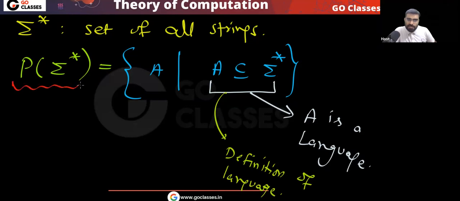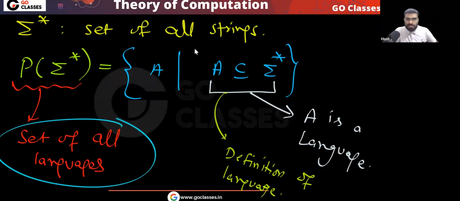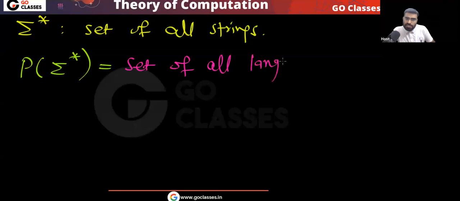So can I say this is the set of all languages? This power set of sigma star is the set of all languages. And you can notice one thing. All the languages you have are in this power set of sigma star.